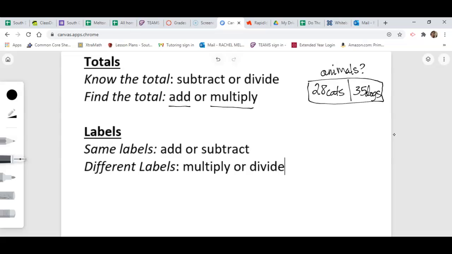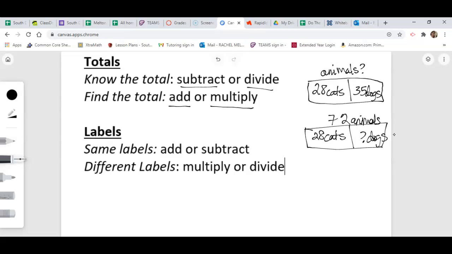If I already know the total, let's say now I know that there are 72 animals, and I know that there are 28 cats, but I don't know how many dogs there are, then that is an example of I know my total. So if I know my total, I subtract or divide.